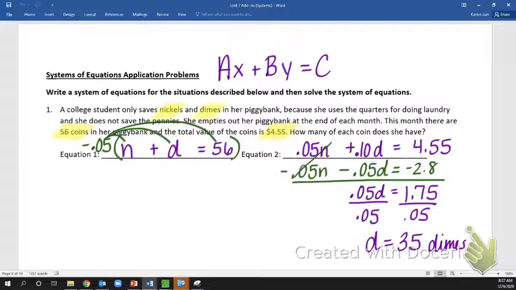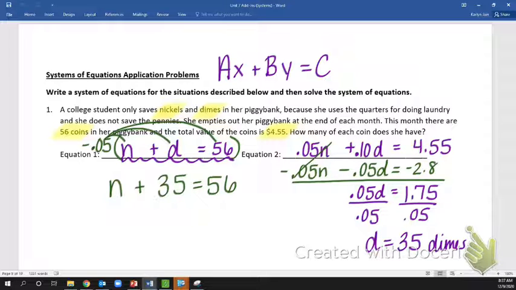So we're going to take that answer, substitute it back into one of the two original equations. Well, our second equation over here has a ton of decimals. The first one doesn't have any decimals, so I would recommend using n plus d equals 56. It's going to make it a little bit easier. So the number of nickels plus the 35 dimes we just got equals 56 total coins.